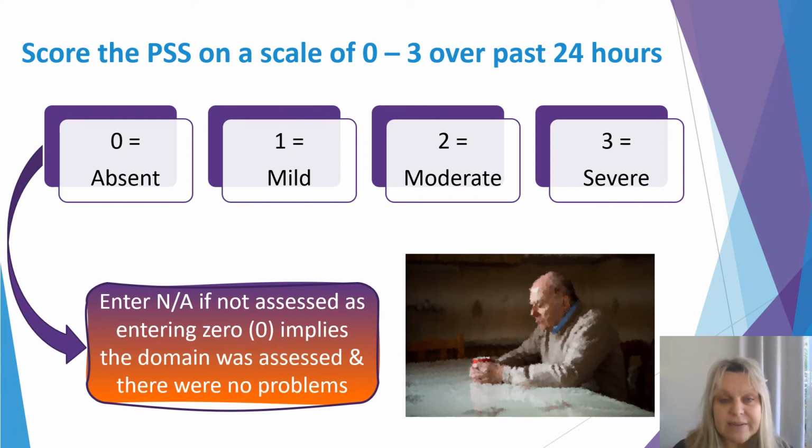If you assess any of these domains and there is an absent problem, you put 0. However, if you don't assess any of these domains for whatever reason, put NA to indicate not assessed. Don't put a 0 because then we will think that it has been assessed and the problem was absent. So if you're not assessing, remember, put NA, not 0.